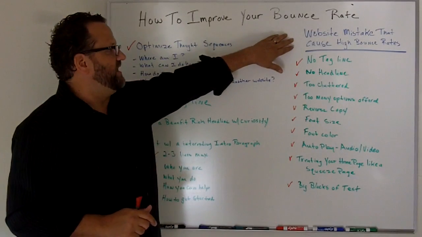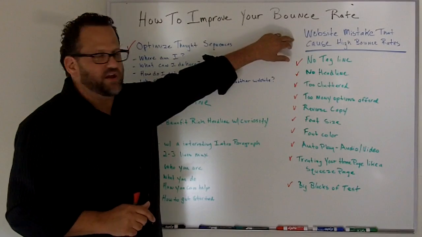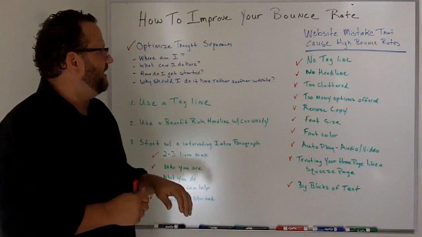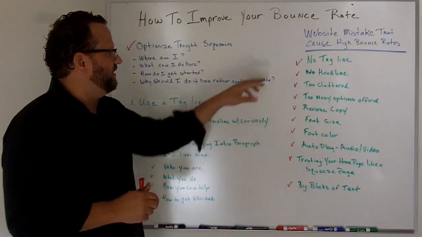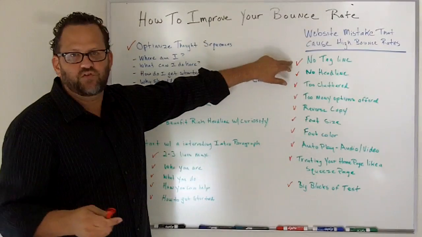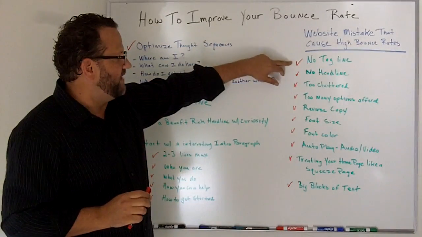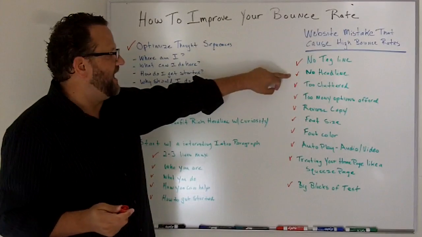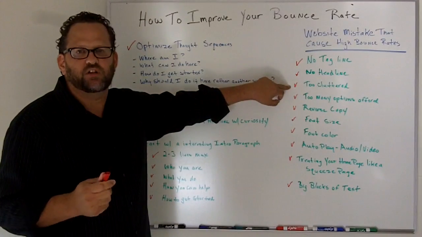Let's talk about some of the common mistakes that website owners make that cause high bounce rates. And some of these we've kind of covered. So the first one is you're not using a tagline on your header. You're not using a headline. Your website's too cluttered.